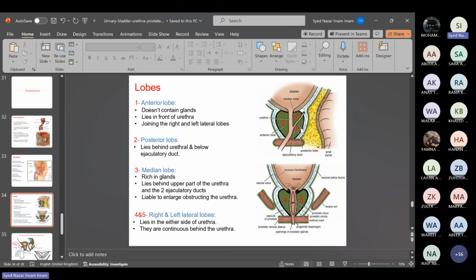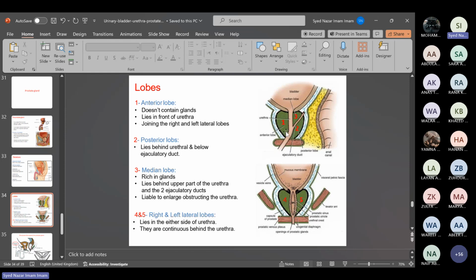So if this lobe is enlarged, it is less likely to produce the symptom. But if the median lobe is enlarged, it will press over the sphincter and lead to the obstructive symptom more than any other lobe. So this median lobe is most of the time enlarged in benign prostatic hypertrophy. This is the anatomical division.